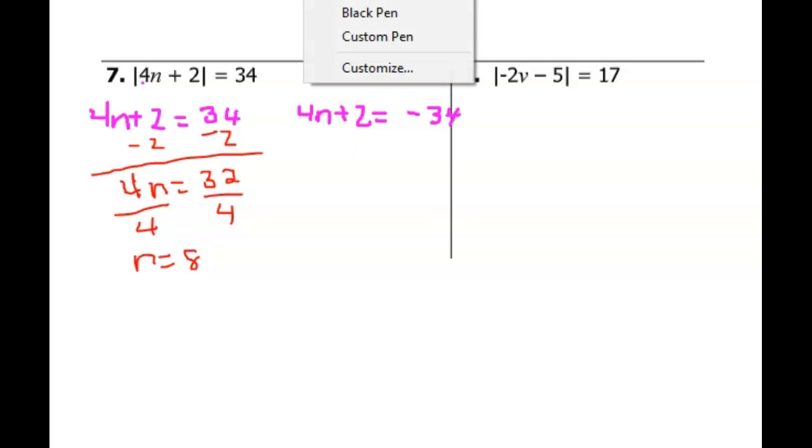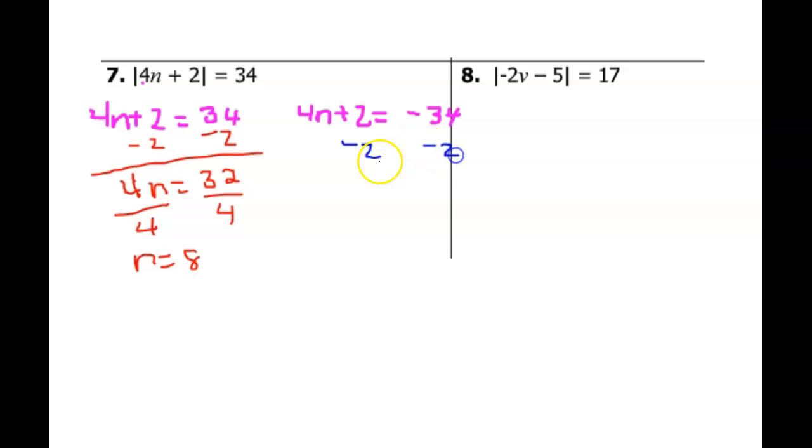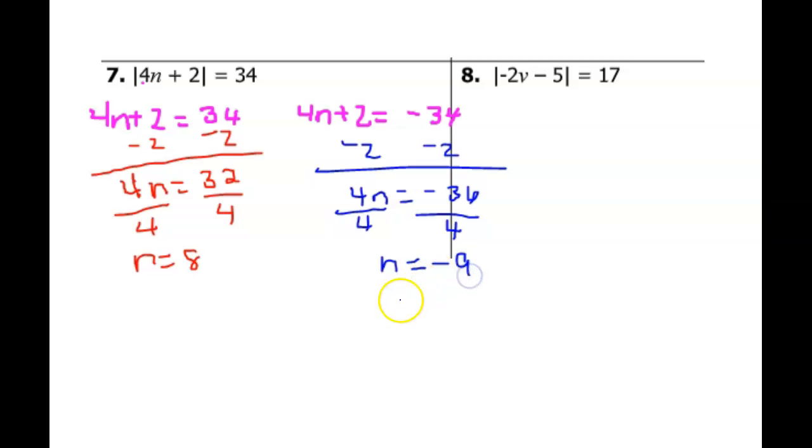Now I'm going to do the right side equation. I'm going to subtract 2 from both sides, and I get 4n equals negative 36. And then I'm going to divide by 4 on both sides, and I get n equals negative 9. Okay? Solution set. And this goes back.